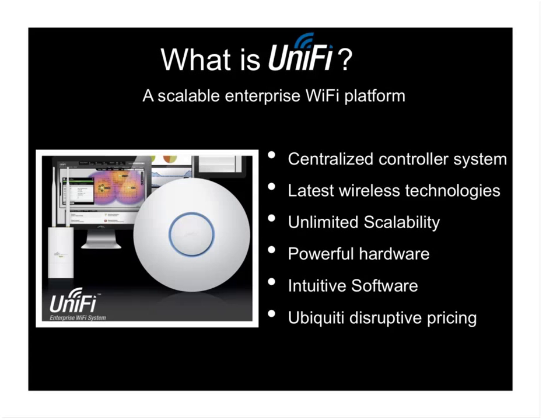So first of all, let's just provide a quick overview of UniFi. This is our scalable enterprise wireless LAN platform. And UniFi has a couple of very distinctive capabilities. The first is that it's a true enterprise wireless LAN platform and runs a centralized controller, which we'll talk about in just a moment. It uses the latest wireless technologies, and in fact, Ubiquiti was the very first company to announce an enterprise class 802.11ac access point and to ship it, which we're very proud of, and those products are shipping today.